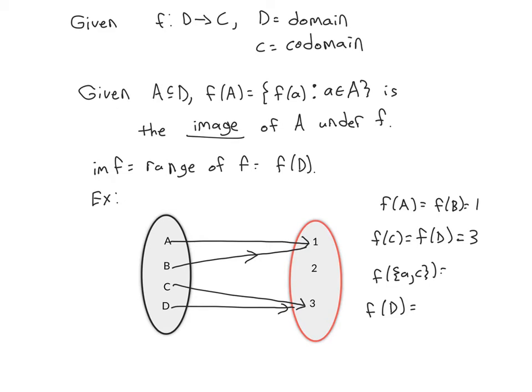As a concrete example, let's consider the function below, where the domain is the letters A through D, and the codomain is the numbers 1 through 3, and the function sends A and B to 1. In particular, if I were to look at the graph as a collection of ordered pairs, the actual set would have A comma 1, B comma 1, C comma 3, and D comma 3.